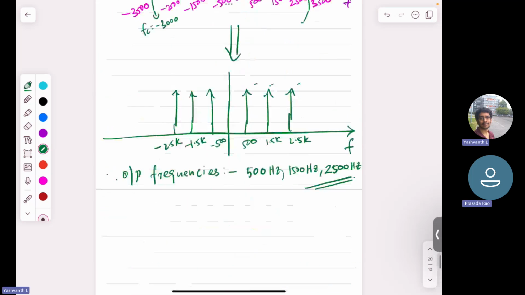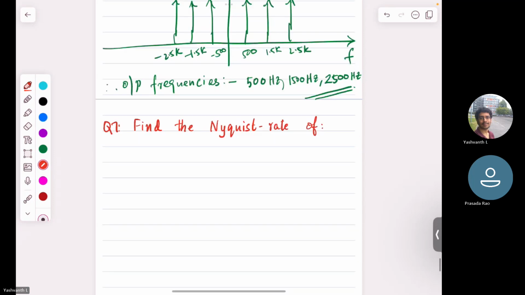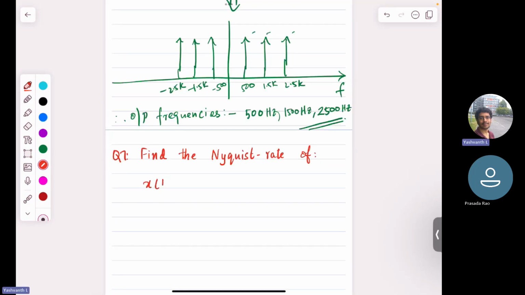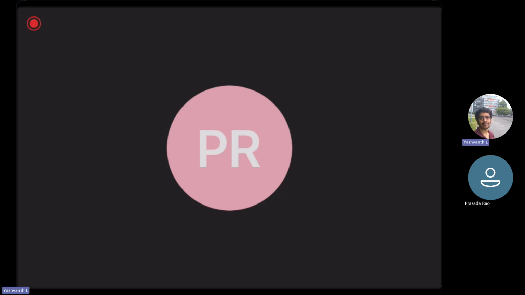Now let's move on to question number 7. Find the Nyquist rate of x of t equal to sine 400 pi t by pi t, the whole square.